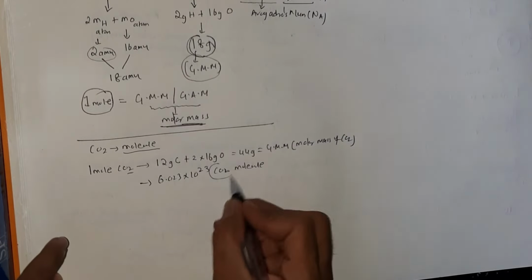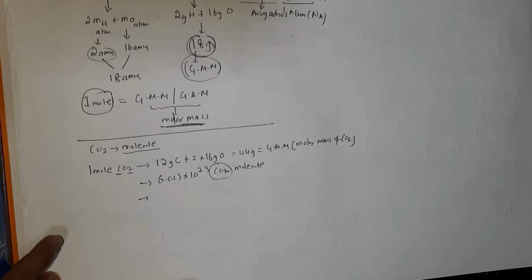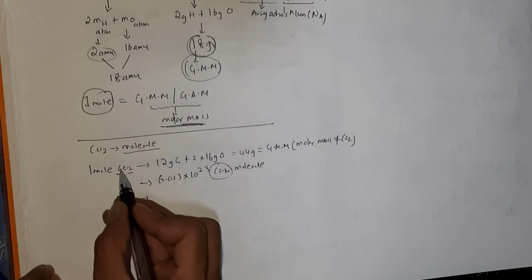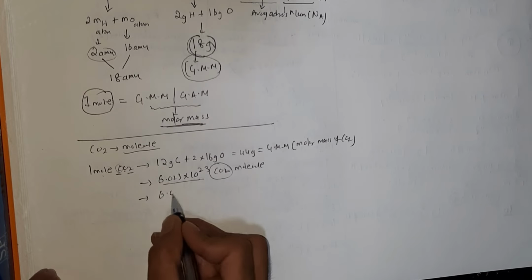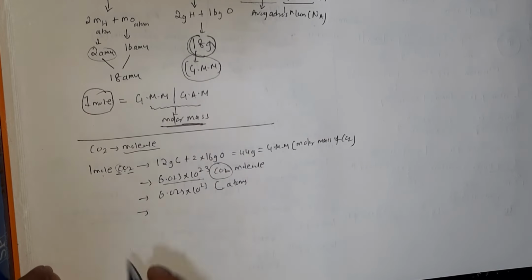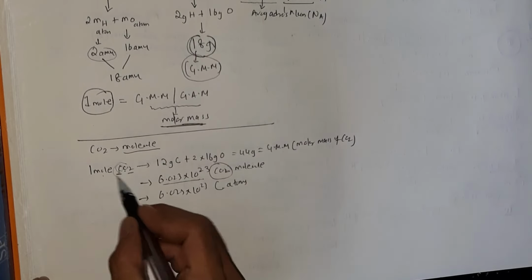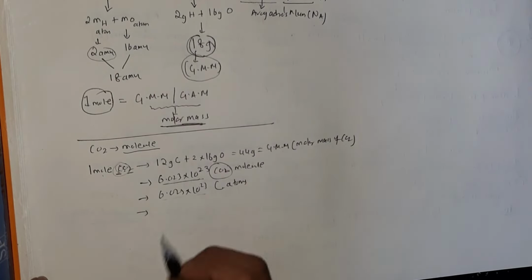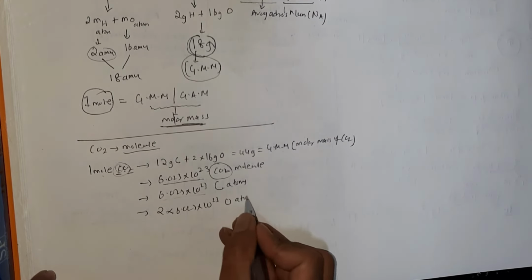Now if I ask you how much carbon atom it contains, see properly, one single CO2 consists of 1 carbon. So this much of CO2 will consist of 1 into 6.023 into 10 raised to 23 carbon. So we can write down that 1 mole of CO2 consists of 6.023 into 10 raised to 23 carbon atoms. How much oxygen does it contain? One single CO2 consists of 2 oxygen. So this much of CO2 will consist of 2 into 6.023 into 10 raised to 23 oxygen atoms.